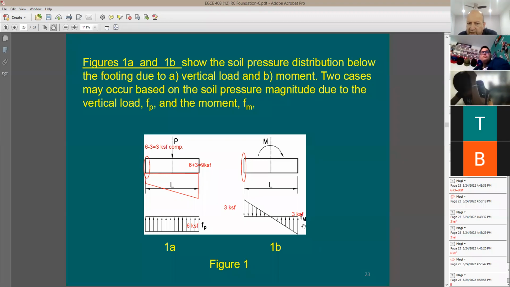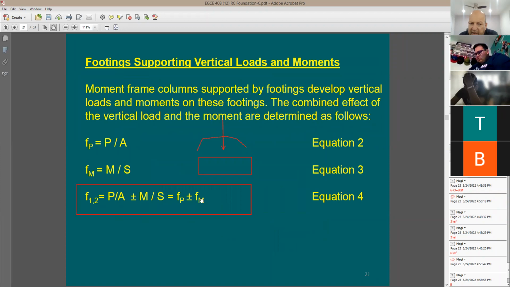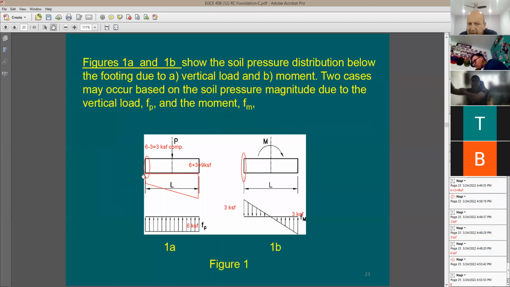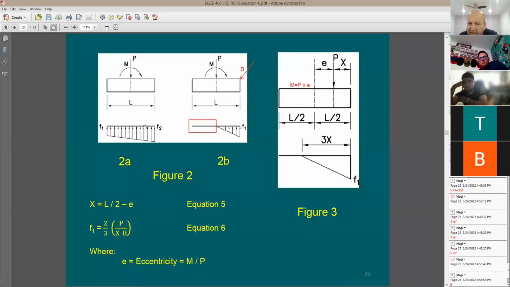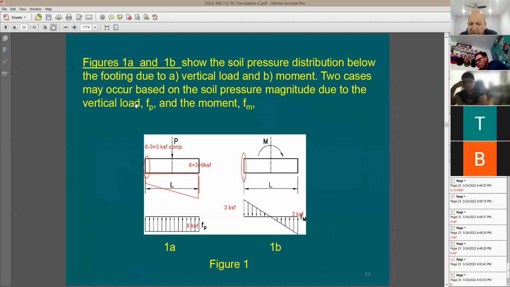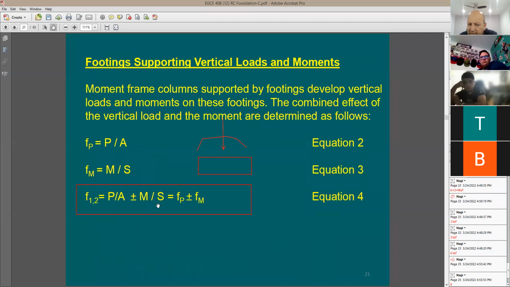Number one, you need in your analysis to figure out F sub P, which is going to be P over A. Number two, you do F sub M, M over S. Compare the two values numerically. In case A, F sub P numerically is going to be more than the stress coming from the moment. It means that you end up with a trapezoidal distribution, and this equation should be fine, equation number 4.